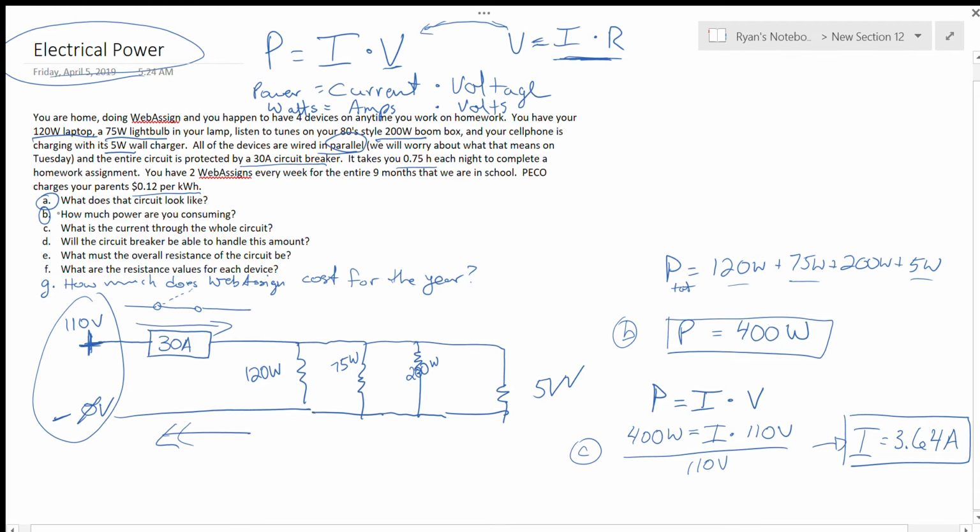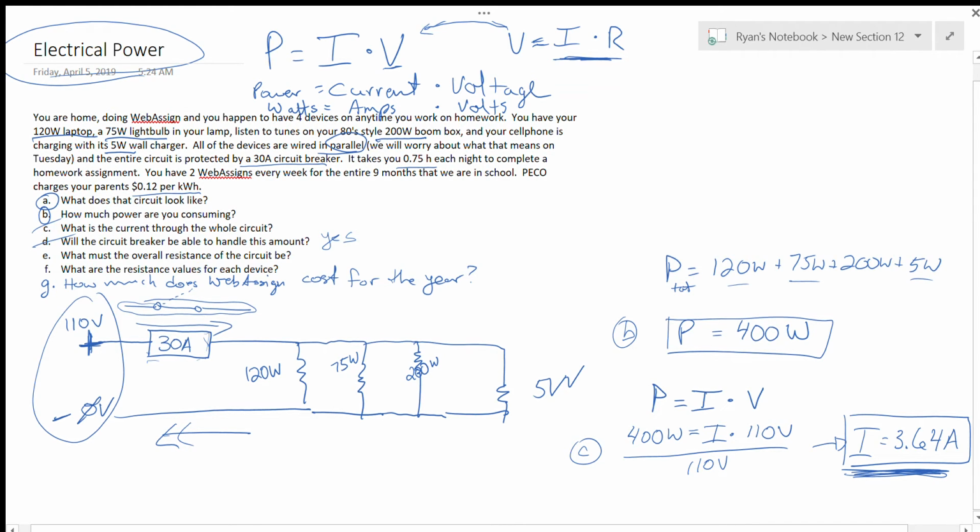So now let's go to D. Will the circuit breaker be able to handle this amount? Well, the current that I need to use with all these devices is 3.64 amps. The breaker won't open up until 30 amps. So will the circuit be able to handle this? Absolutely. So this circuit breaker will remain closed. It will not pop open because the 30 amp maximum has not been reached.